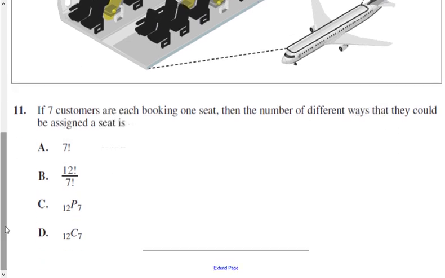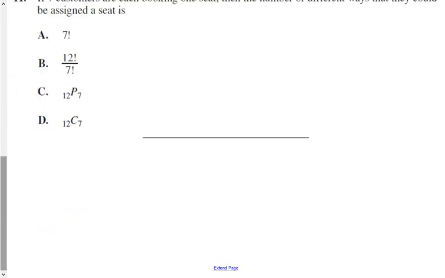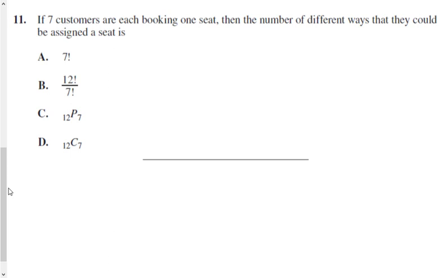If 7 customers are each booking 1 seat, then the number of different ways they could be assigned a seat is which of these? Take a few minutes, see what you can come up with.